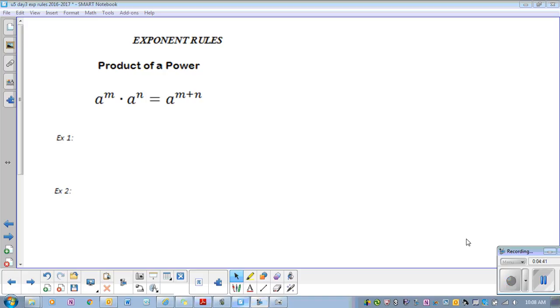Up at the top, we're going to start with a rule called a product of a power. Okay? So for this one, what happens is you have A, right? A is your base. And then you have M, which is an exponent connected to that base, times a, which is the same base, to the n power. Well, if you have the same base with exponents and they're multiplying, then you have to add the exponents together. That's the rule, okay?